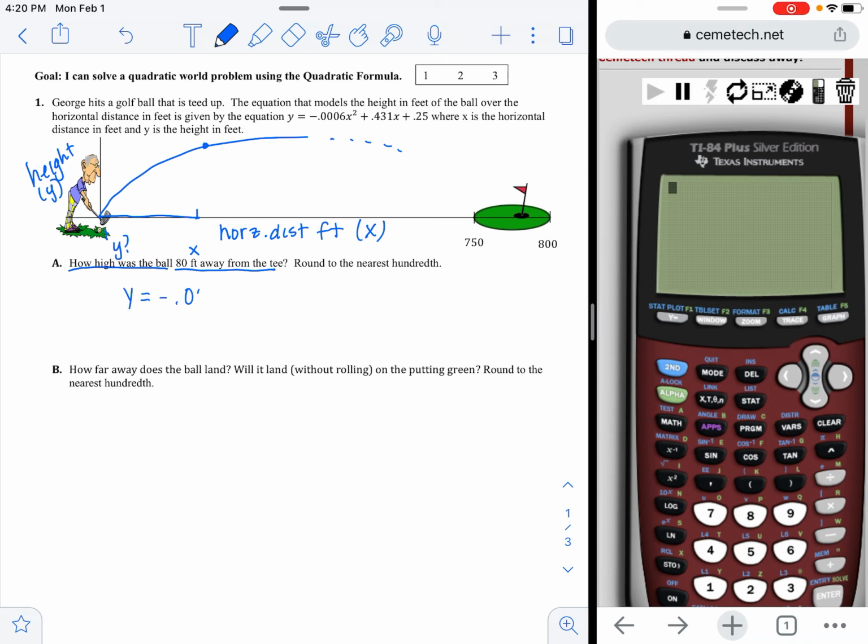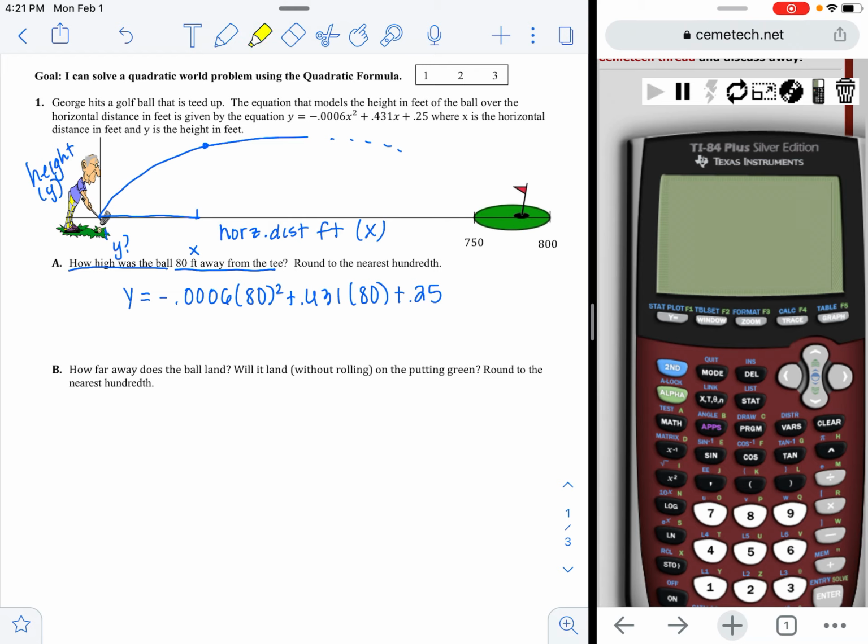y equals negative 0.0006 times 80 squared plus 0.431 times 80 plus 0.25. So you can clearly see you need a calculator for this. Also, please make sure you don't memorize like, oh, the first problem you plug in the number for x, and the second problem you do this. We're going to mix them up as we go.